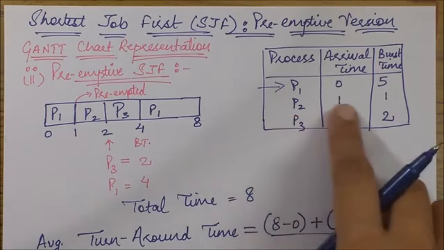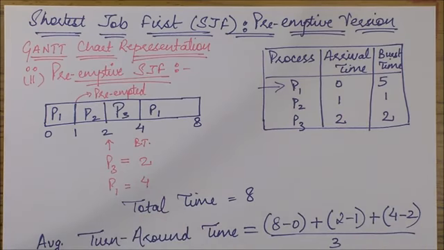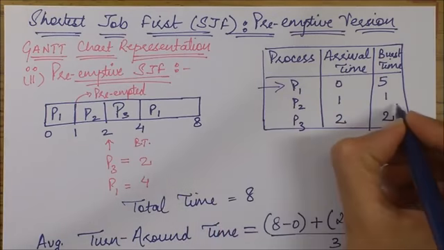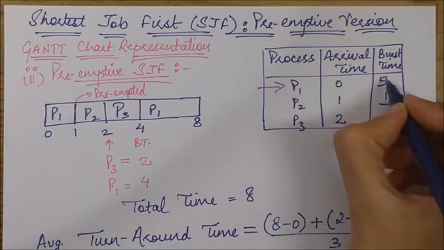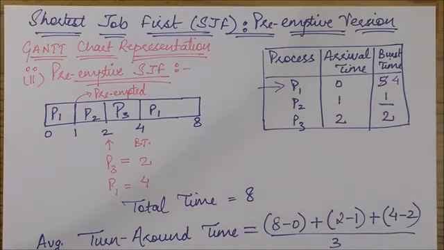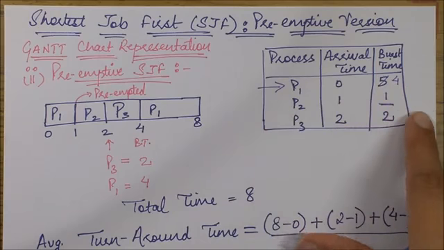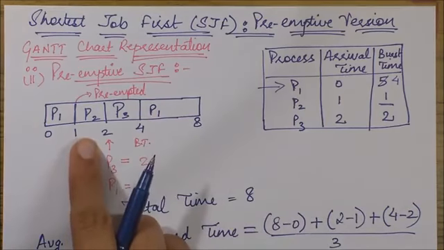Since we know that P2 only arrives at time instant 1, at time instant 1 we would check whether we should preempt this process or not. We check that P2 has a smaller burst time. Why? Because P1 has already executed, and the time left after 1 instant is 4. So P1 has 4 time units to be executed and P2 has only 1 time unit. So clearly P2 should be executed next, so we start the execution of P2.